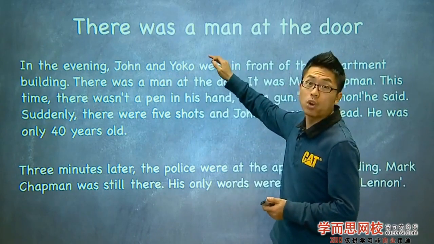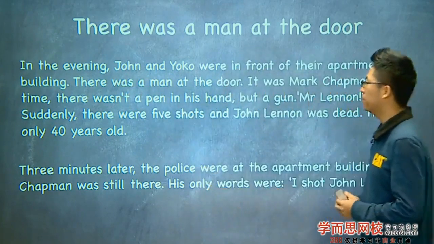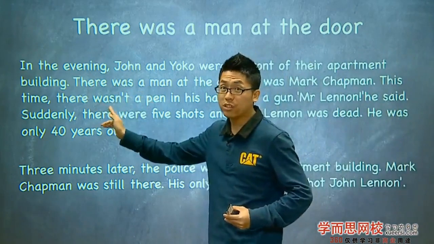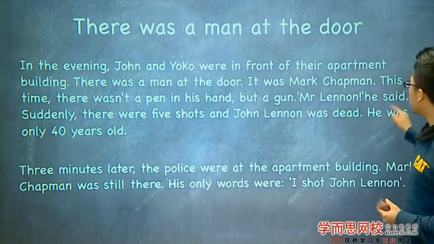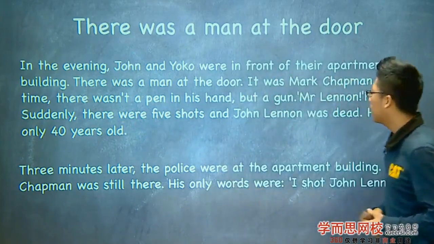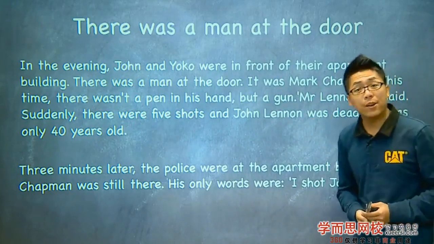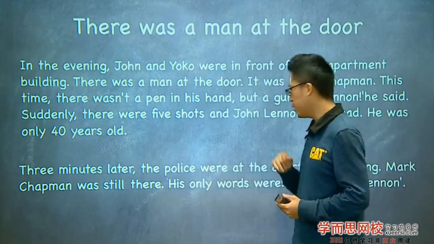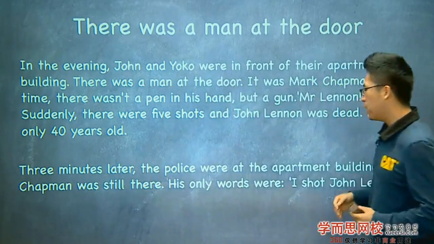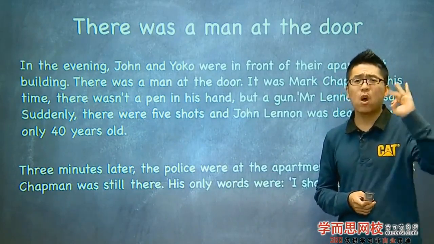Okay, and let's see the simple path here. John and Yoko were in front of the apartment, and there was a man at the door. It was Mark Chapman. He said, suddenly there were 5 shots, and John Lennon was dead. 3 minutes later, police were at the apartment building. Mark Chapman was still there. See, we can find a lot of was, wasn't, were, and weren't.